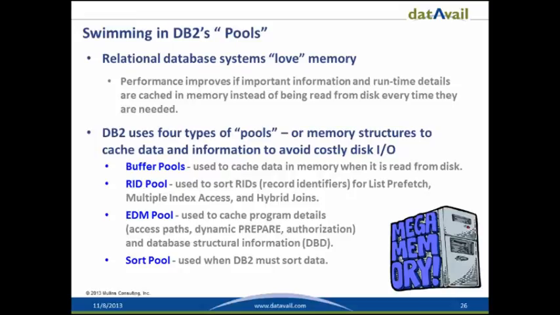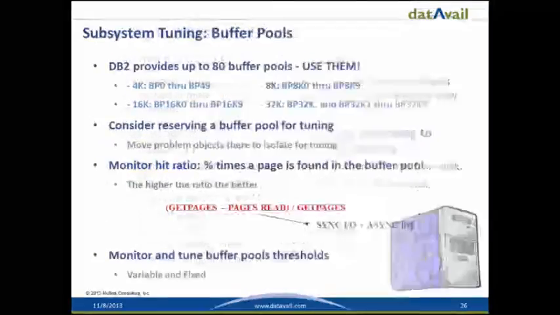Relational databases love memory. DB2 is no different. There's 4 types of pools, if you will, or memory structures that DB2 uses to cache data and information, allowing us to reduce I/O. That's buffer pools, RID pools, EDM pools, and sort pools. Let's dig into each of them.